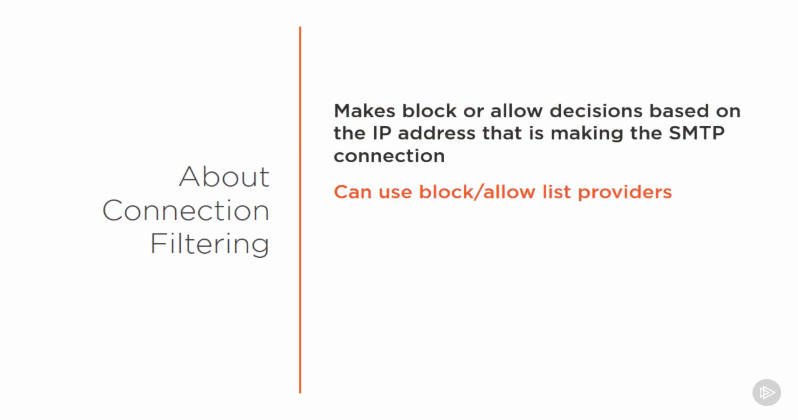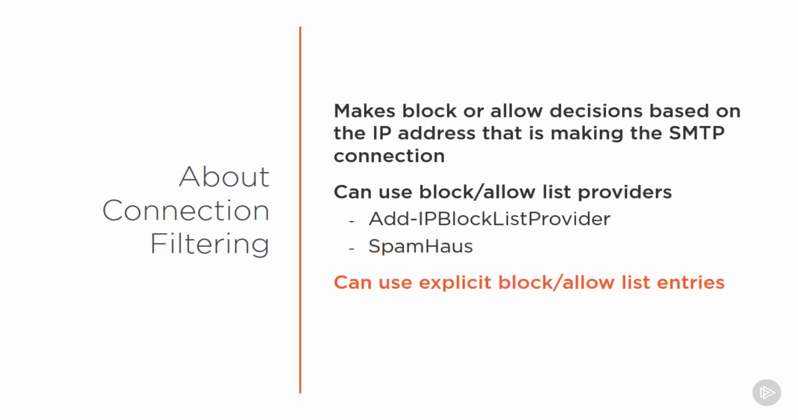Connection filtering can use block or allow list providers that maintain a database that you can query to determine whether an IP address should be allowed to connect or not. The add IP block list provider commandlet is available for adding a block list provider. An example of one is Spamhaus, that operate a pretty good block list that you can subscribe to. Just make sure you check the terms and conditions of any provider that you plan to use, or you can add your own manual entries for IP addresses and ranges that you want to block or allow by using the add IP block list entry commandlet. But you'll generally find that the list providers are much more efficient and effective.